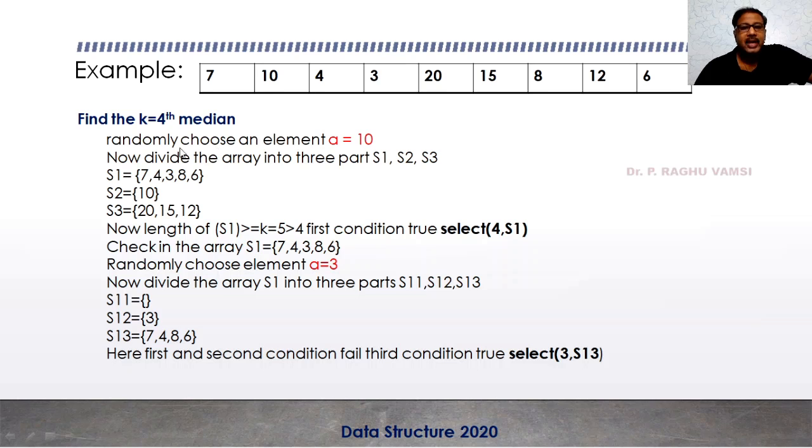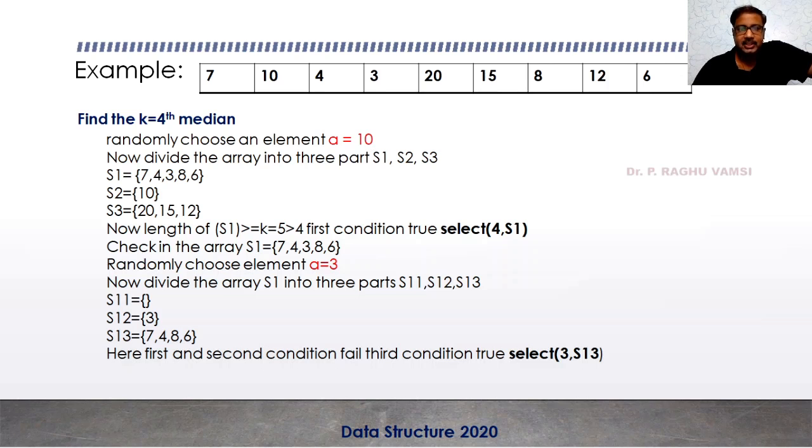Now randomly choose an element a from this particular list. Let's say, for example, a is equal to 10. You may choose 15 or 8 also, that is okay. You choose randomly, using a random function while writing the program, and choose a random number from this list. Let's say in the random process we got the element a equal to 10.